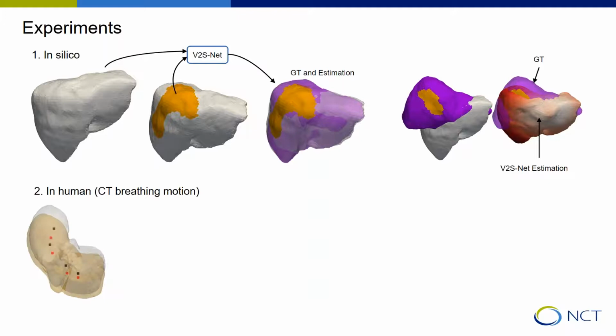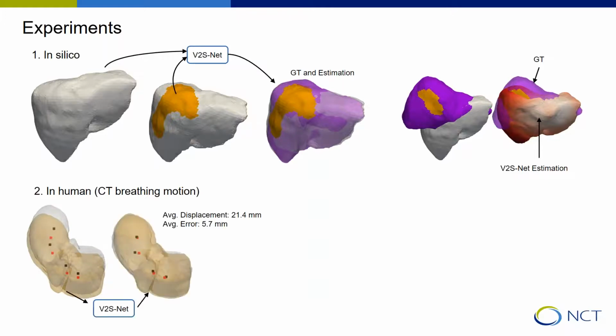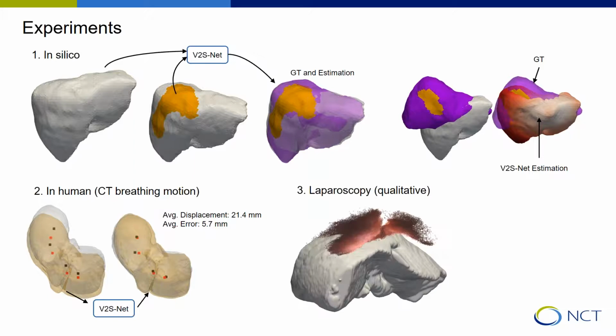So we also did experiments in human CT breathing motion, and here we see that we can reduce the displacement error to 5.7 millimeters approximately. And in laparoscopy, we don't have the ground truth here, but we showed that it worked qualitatively on the data. So we are still working on this. So open issues are, for example, a large amount of noise and changes in topology. So for example, if someone is cutting.